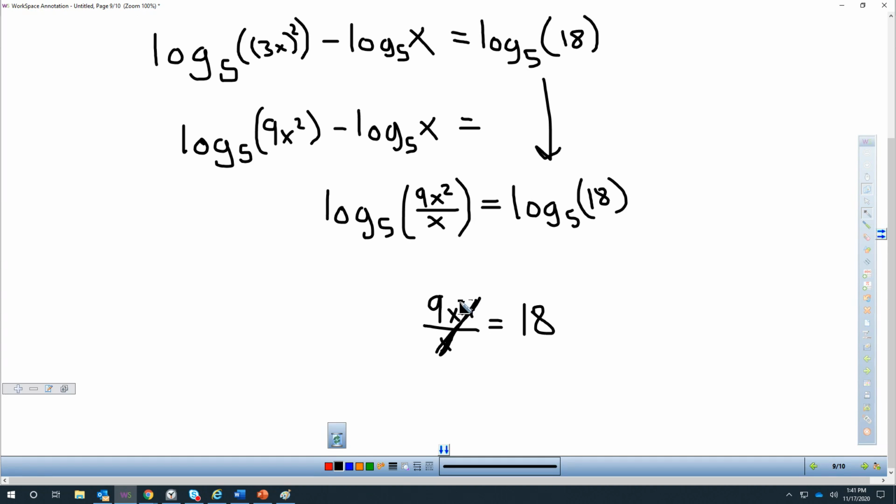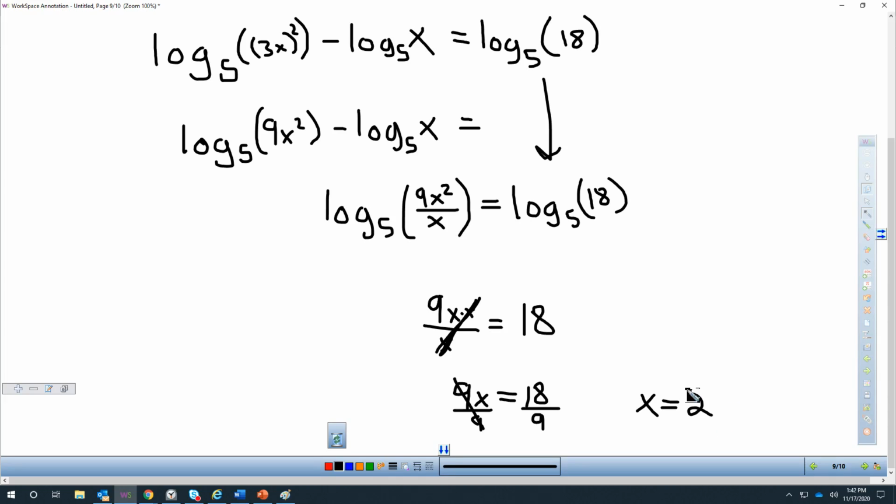Okay, so I did x times x, but then divided by x. So that's just going to be 1x. Still have the 9 because we didn't divide that by anything. So we got 9x equals 18. Okay, so I can divide both sides by 9. And you can probably see already that x is going to equal 2.